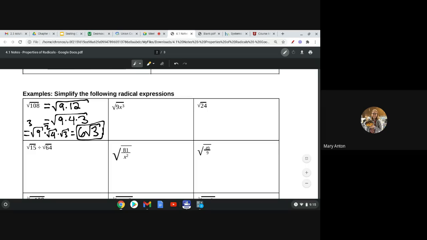All right, how about this next one? Maybe this one will be a little easier for us. 9 times x cubed. This is just like taking the square root of 9 times the square root of x cubed, right? Because they're being multiplied, so we can separate those factors. And then, what's the square root of 9, class? Okay, so this is really just 3 times square root of x cubed. And y'all, do you agree with me that this is really just x times x squared? That's what x cubed is. So this is equal to 3 times the square root of x times the square root of x squared.